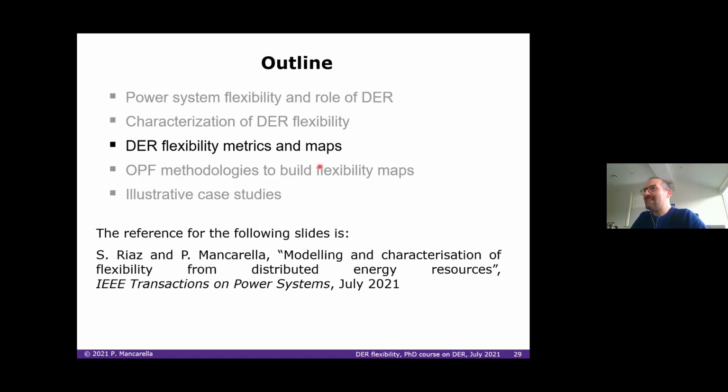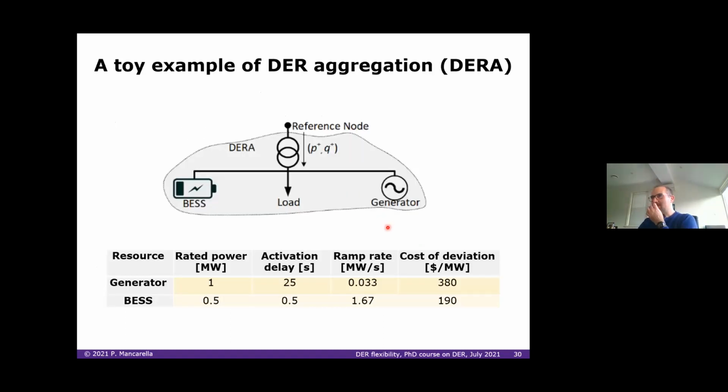Okay, and then let's have a look at how we can measure this and potentially visualize its flexibility. So, a toy example. Imagine that you have a reference node, with active and reactive power coming through a transformer. It can be, for example, a medium voltage network. It's a toy network, but imagine some form of reference node here. There is an interface, and you have, for example, a battery, some load, and a generator.